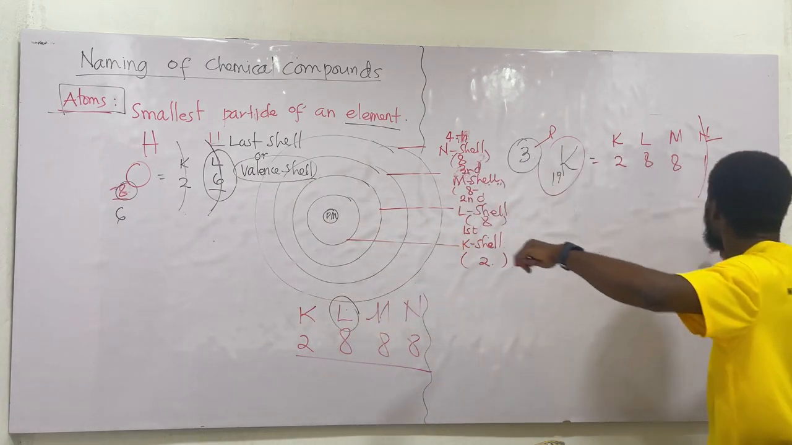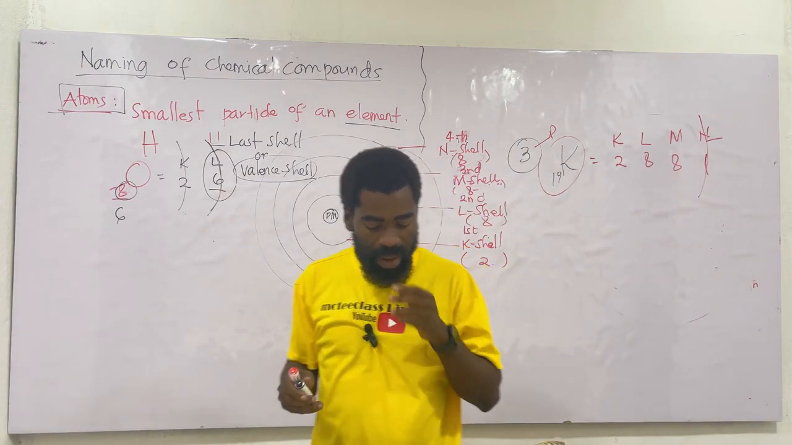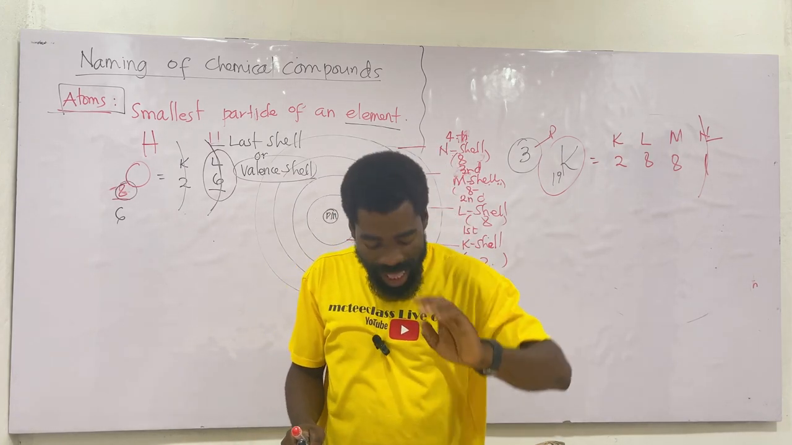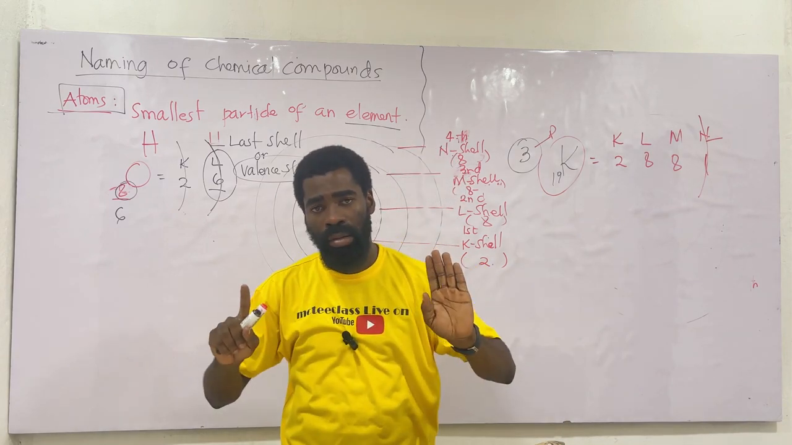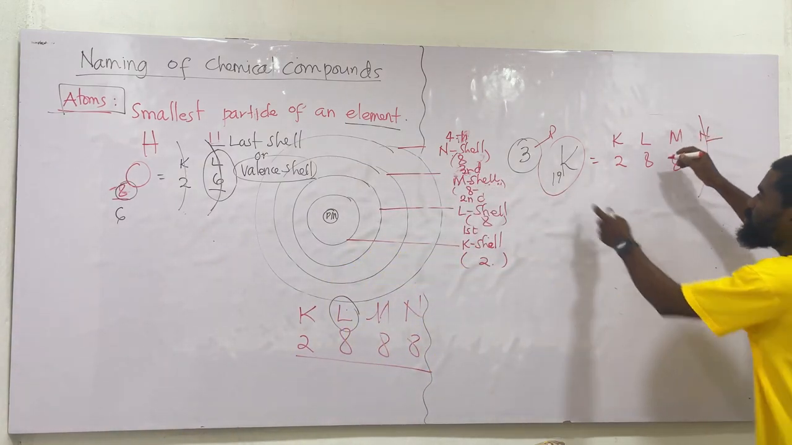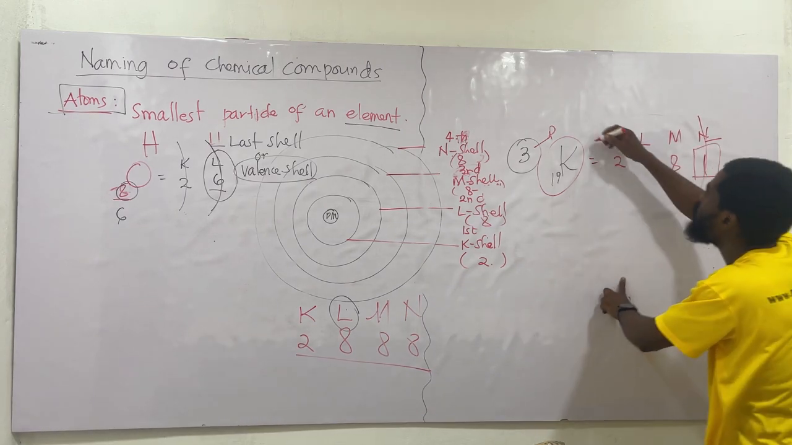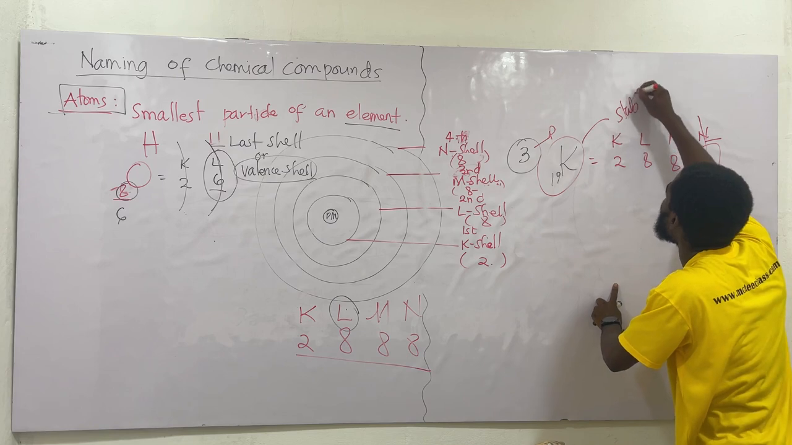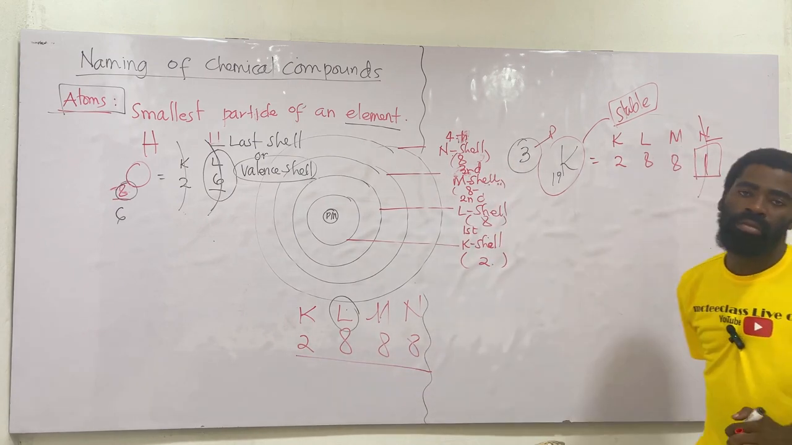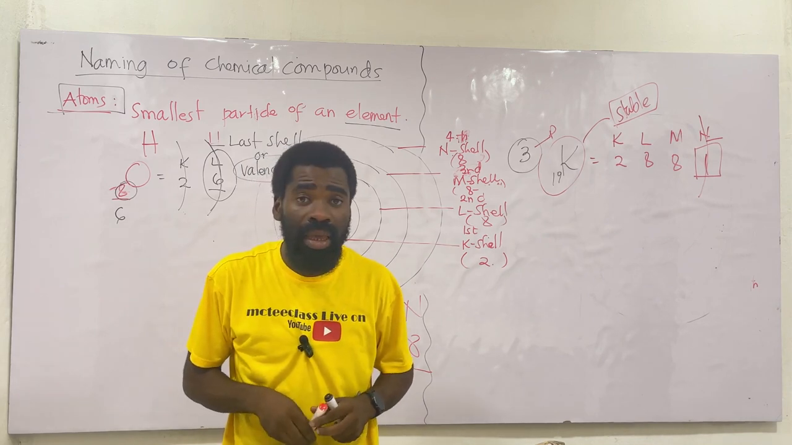I hope you understand valence shell. Now, if you don't get the maximum number of electrons, then the atom is not stable. This is a new thing you have to know. Potassium is supposed to take 8 in the last shell, but it has taken only 1, so the potassium atom is not stable. If your last shell is not fully filled, then you are not stable. I hope you get the point I'm making here.